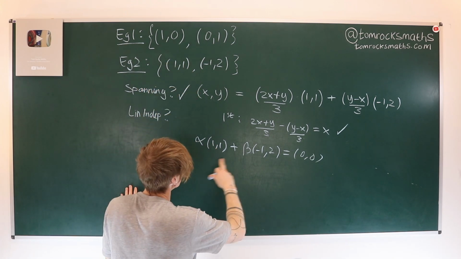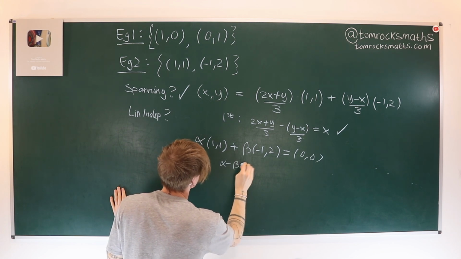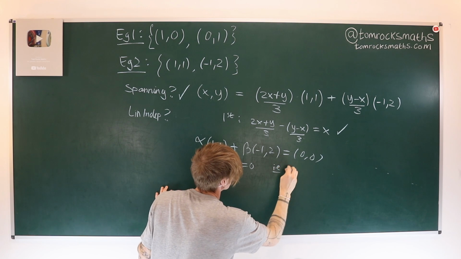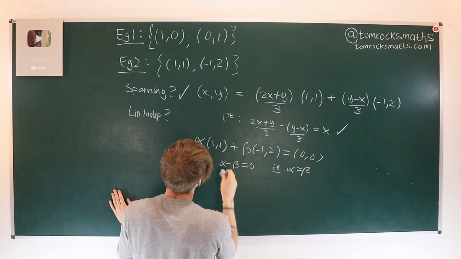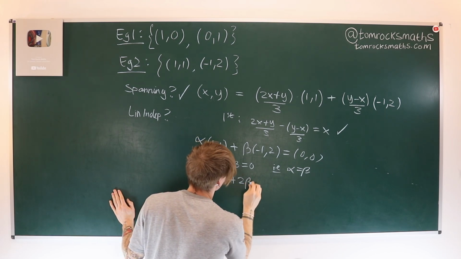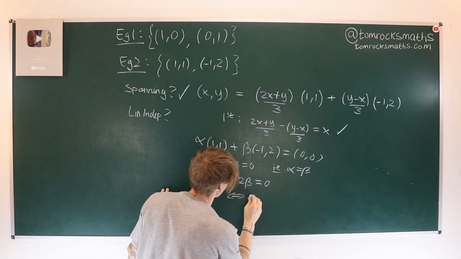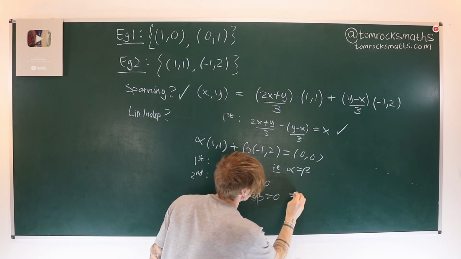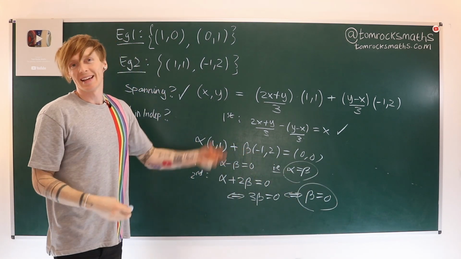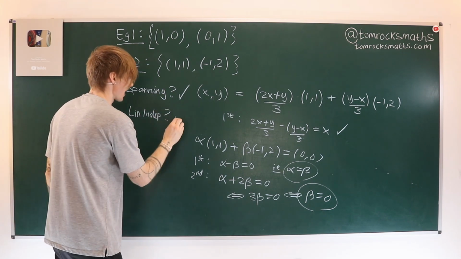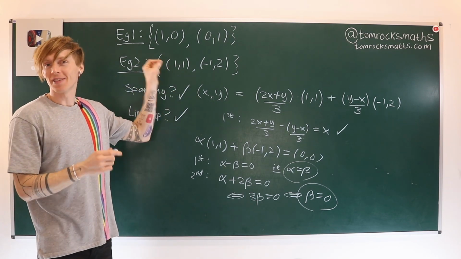So if we check this, the first coordinate will give us alpha minus beta is 0, i.e. alpha equals beta. And then the second one tells us that alpha plus 2 beta has to be 0. But alpha, remember, is beta, so that's equivalent to 3 beta equals 0, which is equivalent to beta equals 0. And if beta equals 0, alpha equals beta, so alpha is also 0. So we do indeed get linear independence, and so this set is also a valid basis.